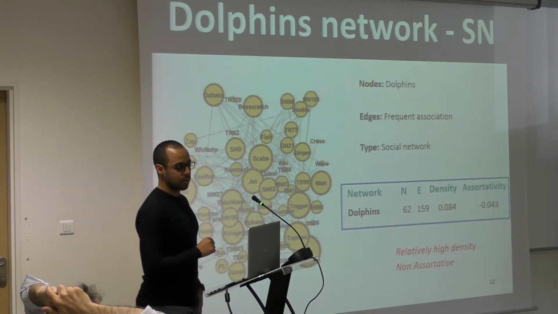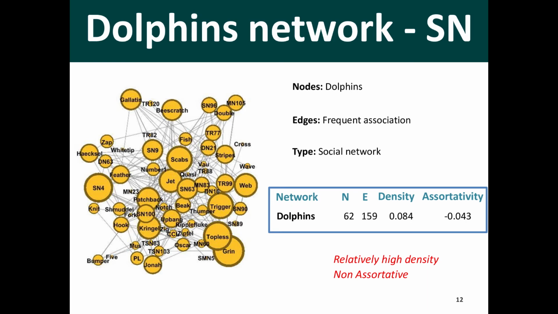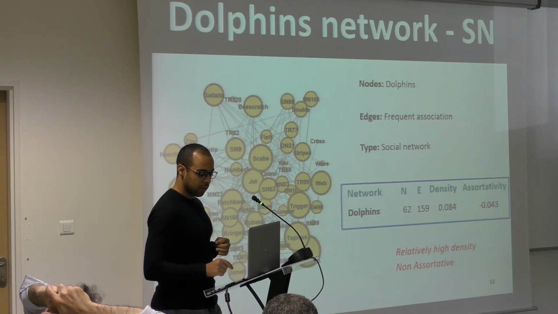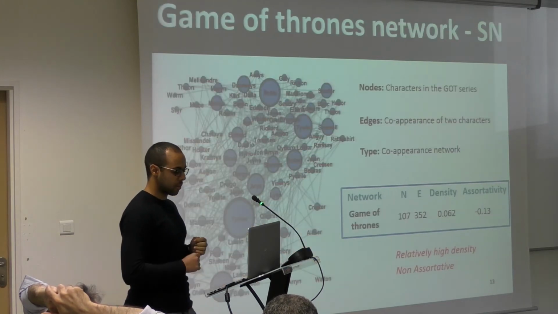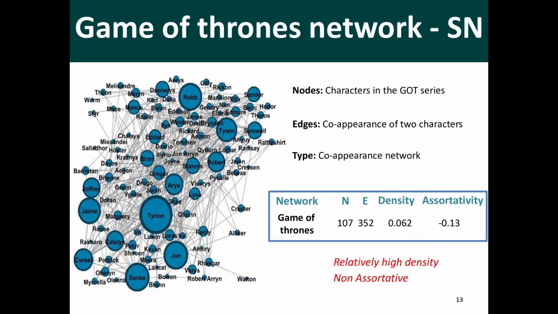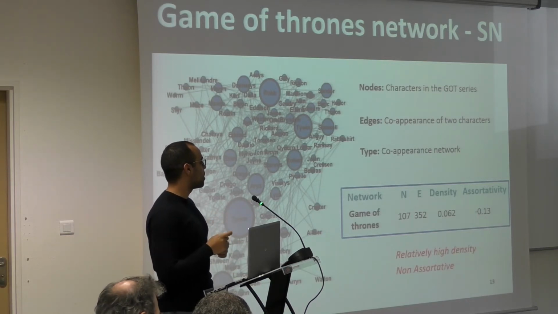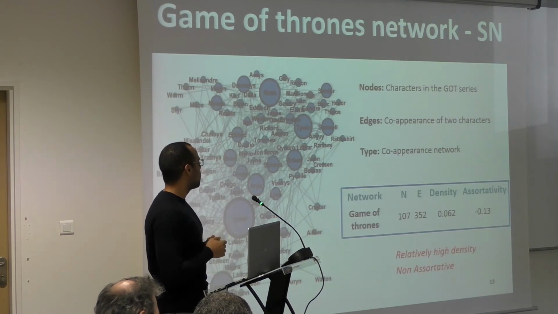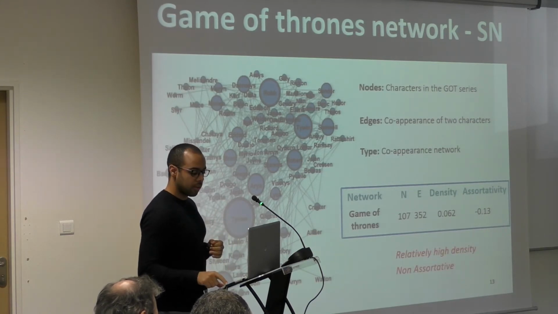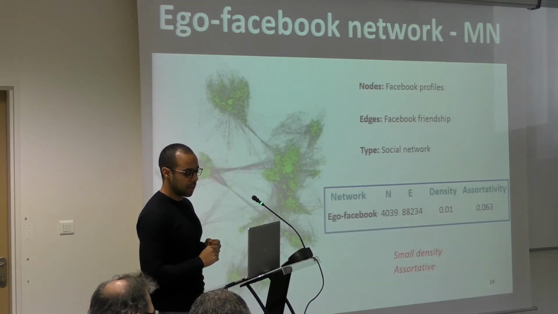Dolphins is another social network where nodes represent dolphins and edges represent frequent association. This network also has a relatively high density and a negative assortativity. And the last small network is the Game of Thrones network, where nodes represent the characters of the Game of Thrones series, and links exist between two nodes if they appear in the same line. This network also has a relatively high density and a negative assortativity.